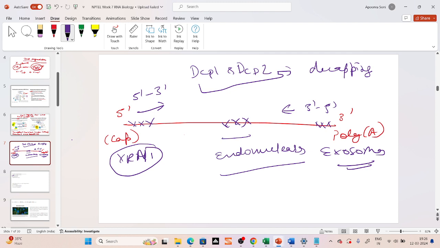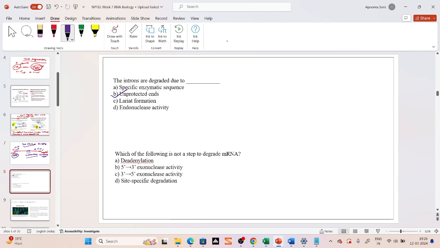But there is a bulletproof jacket, just like I gave you as an example: the 5' capping and poly A tail, which are protecting against decay, making it difficult for the ribonuclease to come and degrade the mRNA. So the first and foremost thing for mRNA decay is that this 5' cap has to be removed, or this poly A tail has to be removed. That means mRNA or introns are degraded when they have unprotected ends, that means they do not have the 5' capping or poly A tailing.